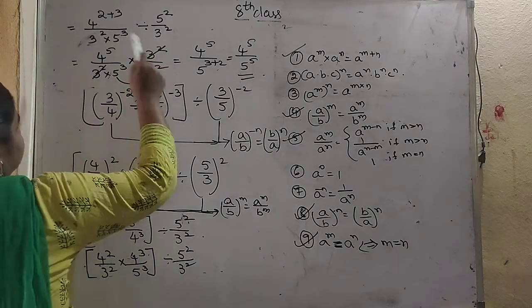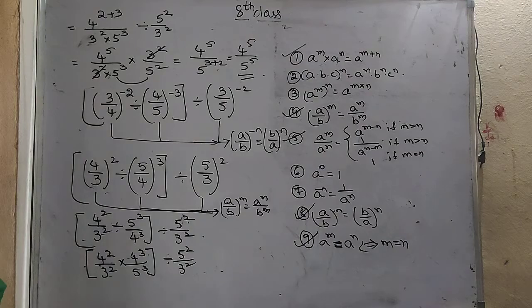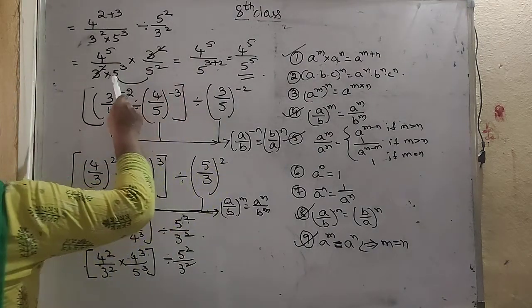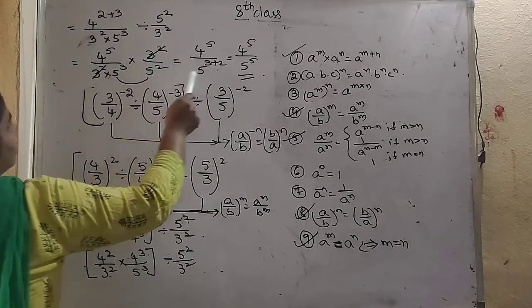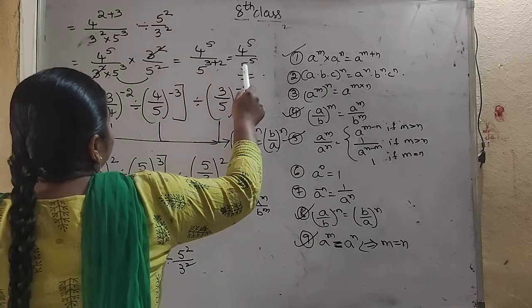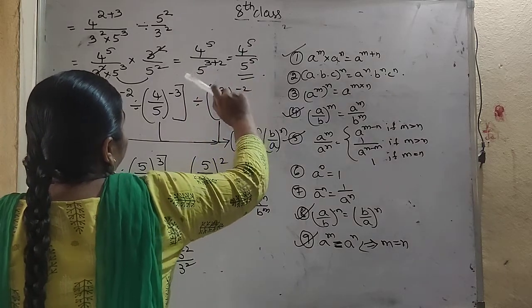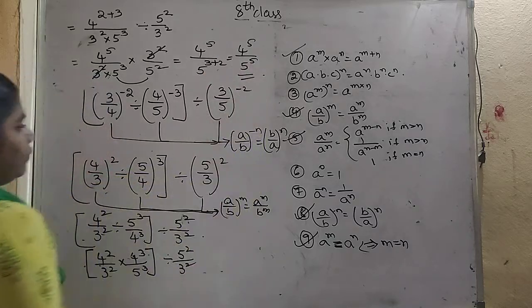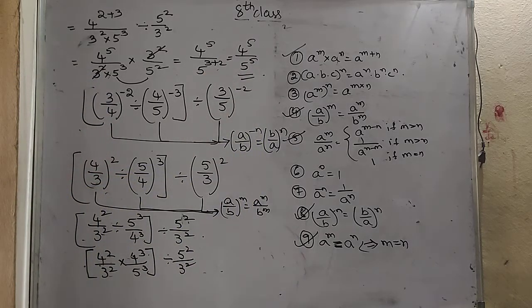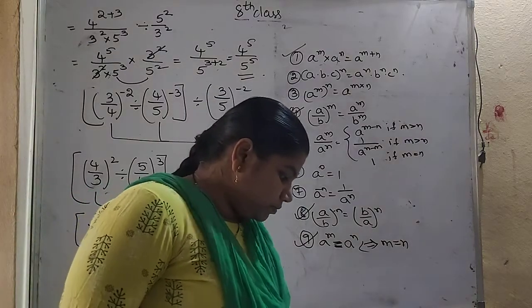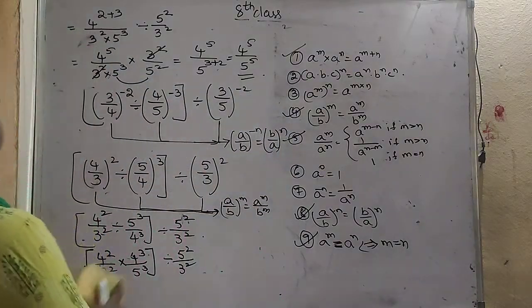So here 3 square will get cancelled and 4 power 5 as it is, and both bases are equal, we can add the powers. So it will be 5 power 3 plus 2, that will be equals to 4 power 5 by 5 power 5 is our answer. Okay, so this is our 8th solution. Next, 9th one.